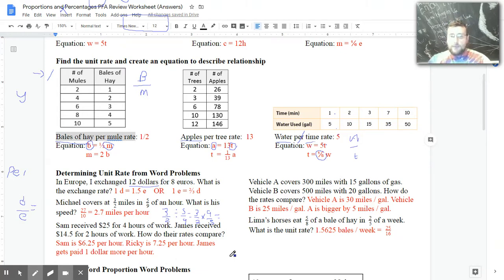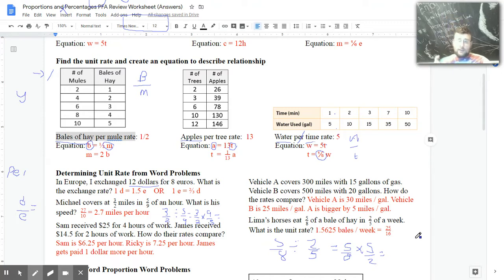There's another example of that right here. A llama eats 5/8 of a bale of hay in 2/5 of a week. So what would be the unit rate? And you would do the same kind of thing. You would do 5/8 divided by 2/5. But of course, you would have to flip that second fraction around. So you would have 5/8 times 5 over 2, which would give you 25/16, which if you put it in the calculator would give you 1.5625 bales per week.